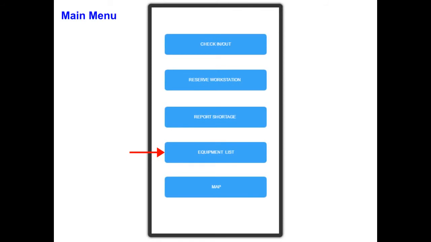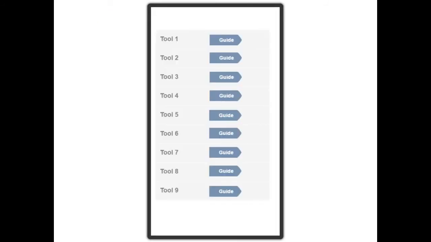Next is the equipment list. The user is brought to a screen of different equipment that is found in the lab. And on this screen there are 9 different tools. The user can then click on the guide button for each corresponding tool. And the guide button will present the user with information on how to properly use the tool.